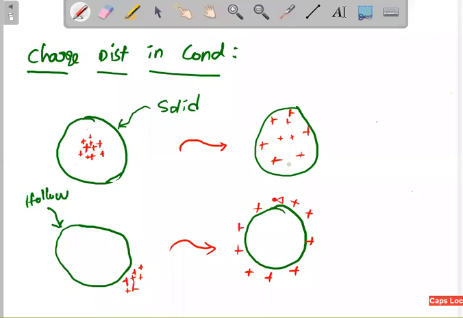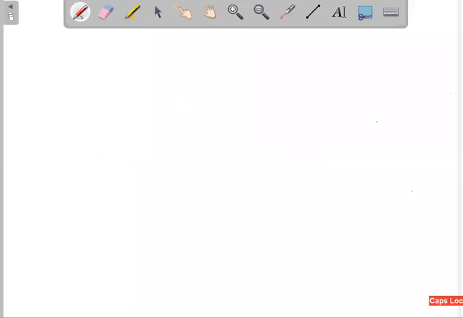Okay, this is the idea. This is the idea of the charge distribution in the hollow conductor and solid conductor. Now my next question is, what will be the electric field nature in these cases? Okay, one by one we will discuss. First we will see what the electric field nature is due to a point charge. Say I am taking a point charge.